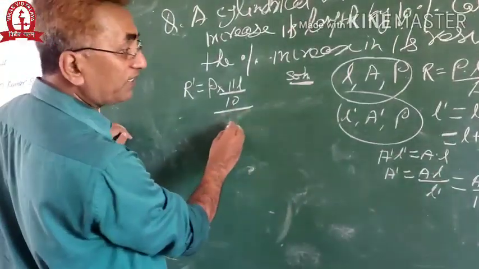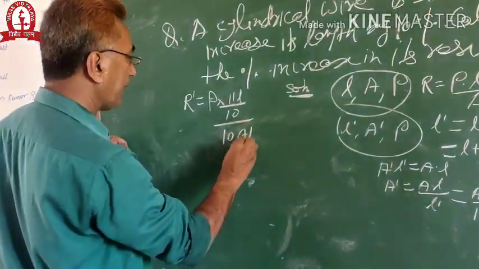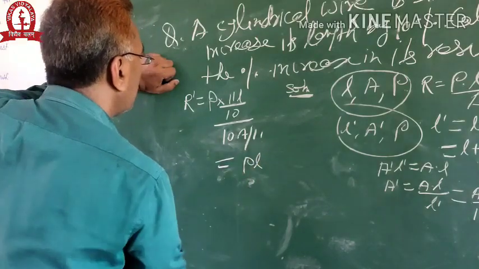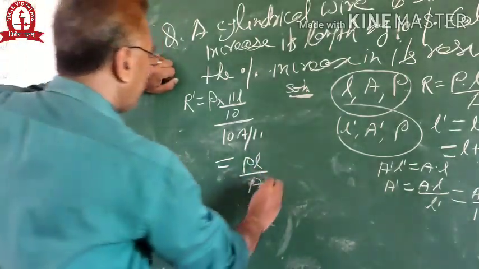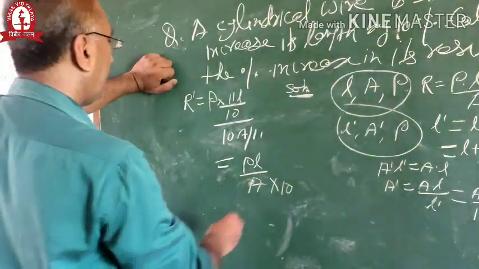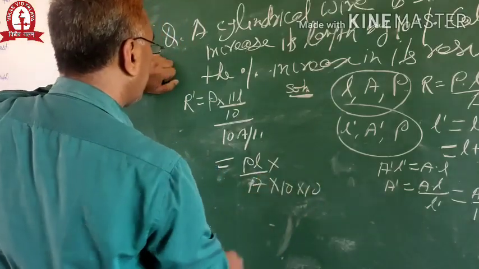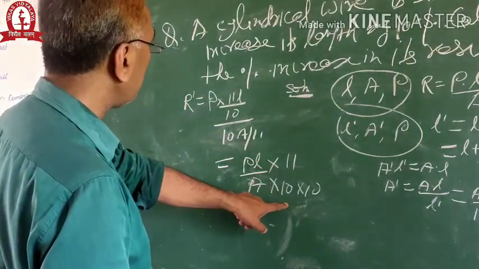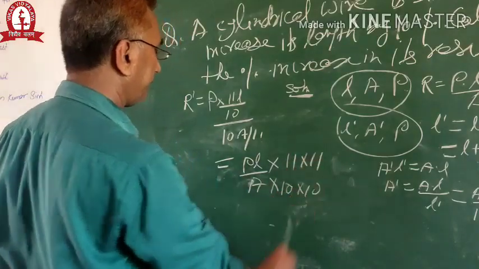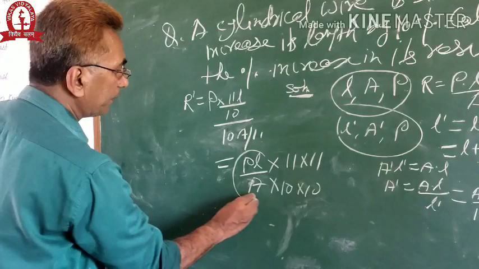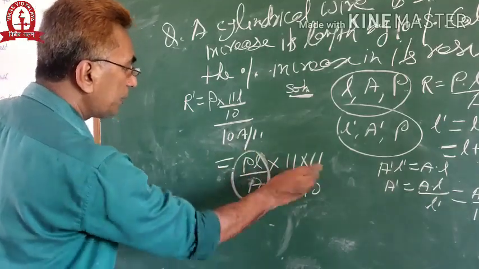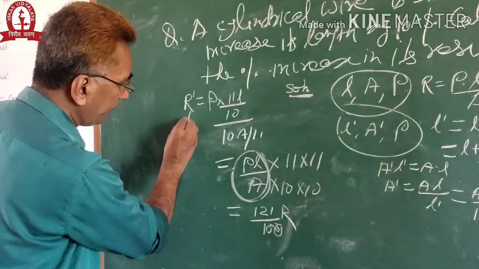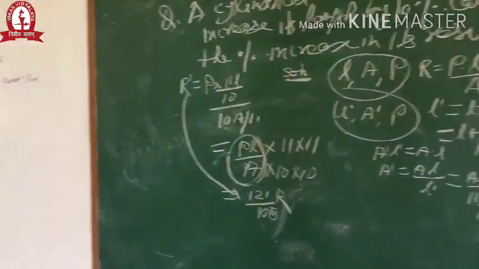So put the value of the new area here. This will be equal to 10A upon 11. Now simplify this, what do we get? Rho into L by A, into 11 by 10, and this is 10 by 11 in the denominator, so this multiplies by 11 by 10 again. Rho into L by A is R, so this becomes 121 by 100 R. This is the new resistance. Note it down please.